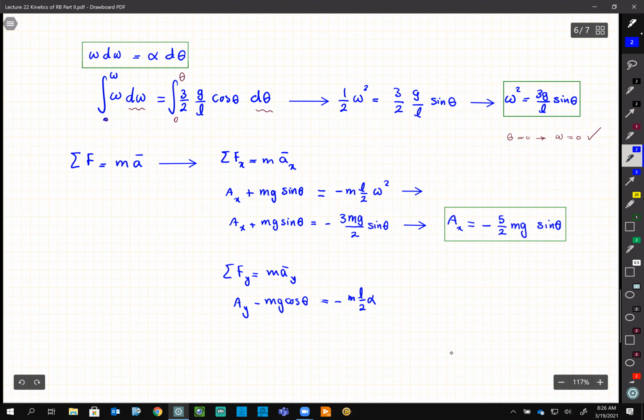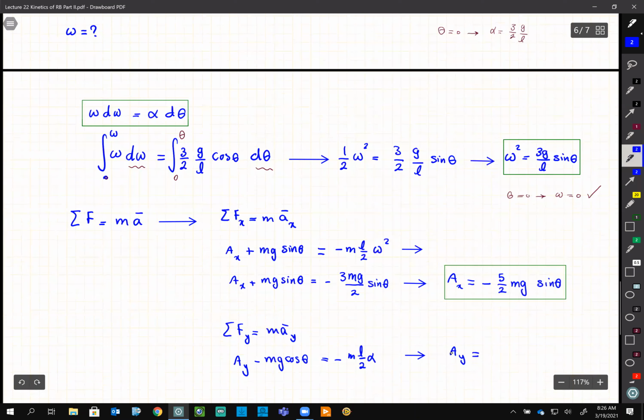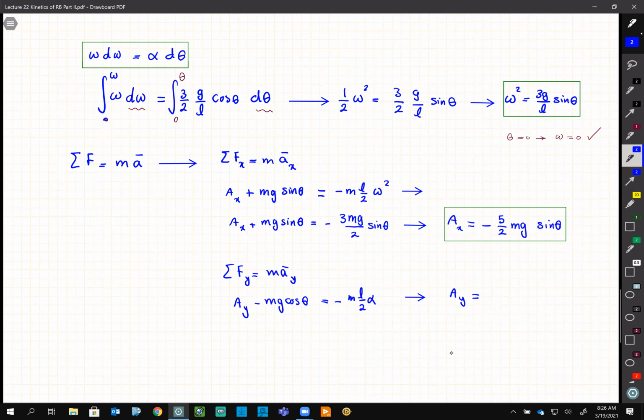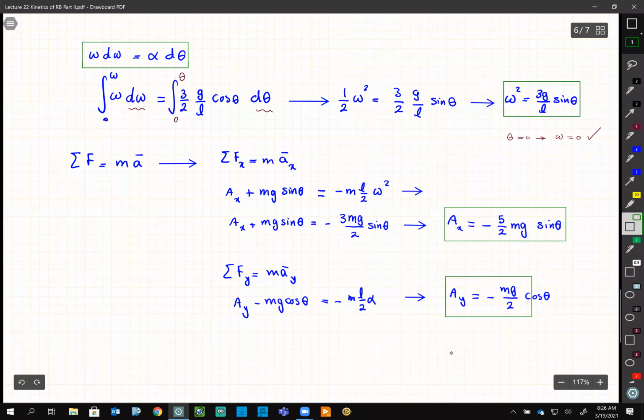So if it's correct, then let's simplify this guy. We have alpha, we calculated alpha before, right? If we substitute that, we are gonna get AY. So what was alpha? Let's move back. It is 3 over 2, and I have 1 here. So it's gonna be minus mg divided by 2 cosine theta. Okay, hope my calculation is correct.